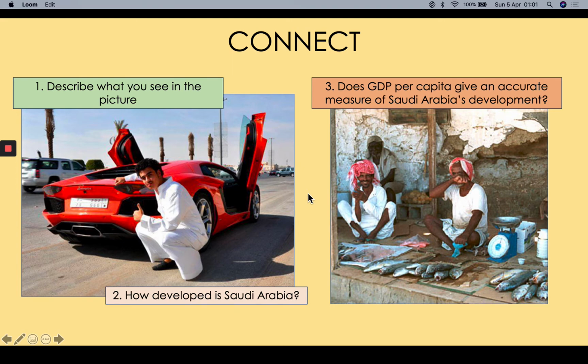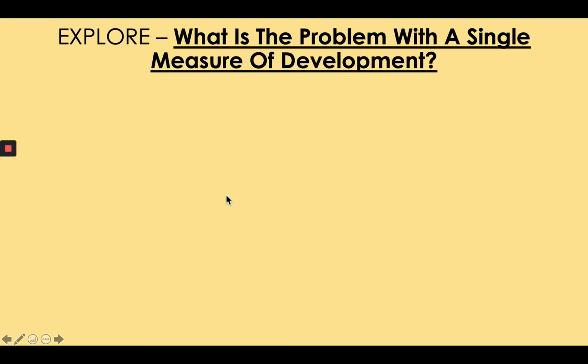So, today I'm going to really help you understand why using a single measure of development, like GDP per capita, has its disadvantages and how we could do better. So, get ready to rumble. Here we go. I would encourage you all at this point to write this subtitle: What is the problem with a single measure of development?